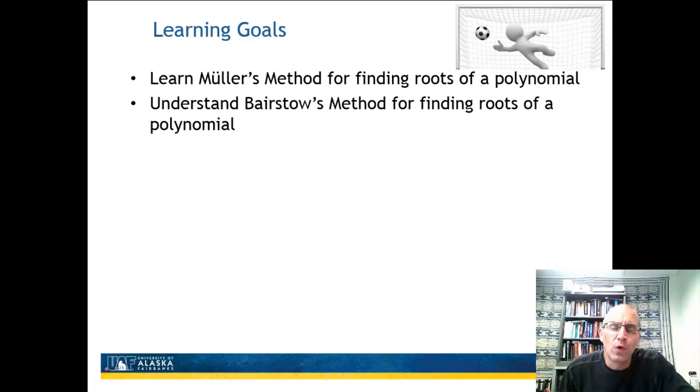So here are the two learning goals. At the end of this, you will have learned Muller's method for finding the roots of a polynomial, and you'll understand Bairstow's method for finding roots of a polynomial. They're just two different numerical methods, and you can use either one.